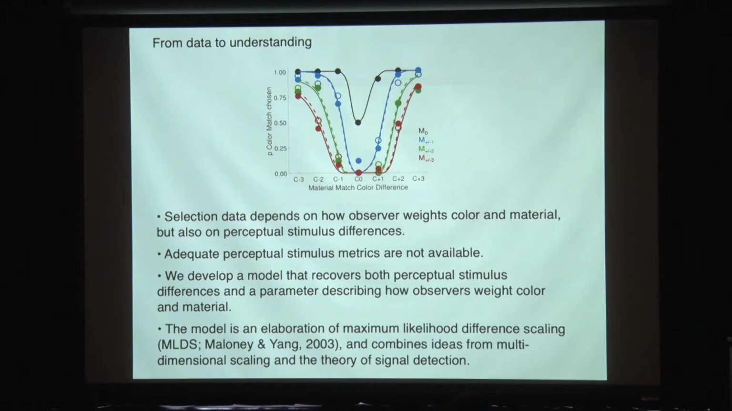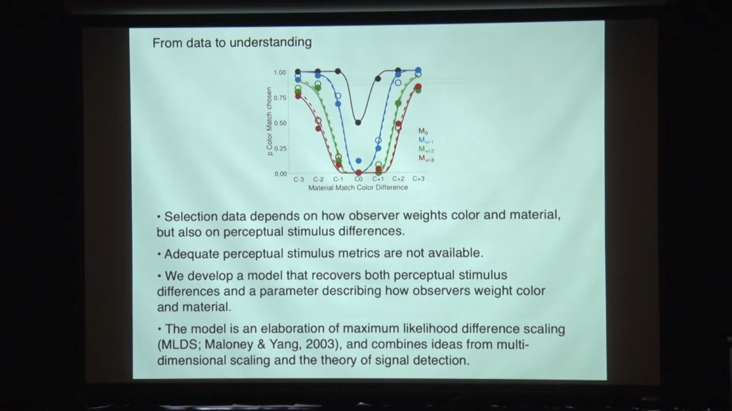So just to summarize, the selection data depends on how the observer weighs color and material, but it's also going to depend on some other things, like the size of these stimulus differences. We don't have adequate stimulus metrics to really predict those differences either in color or material in a way that's precise enough to allow us to count on having equal steps, and particularly to have equal steps between the color and the material dimensions. And so we needed to develop a model that's going to recover both the perceptual stimulus steps corresponding to the stimulus set, as well as a parameter describing how observers weight the two variables, one against the other. And that's going to be the next bit here.